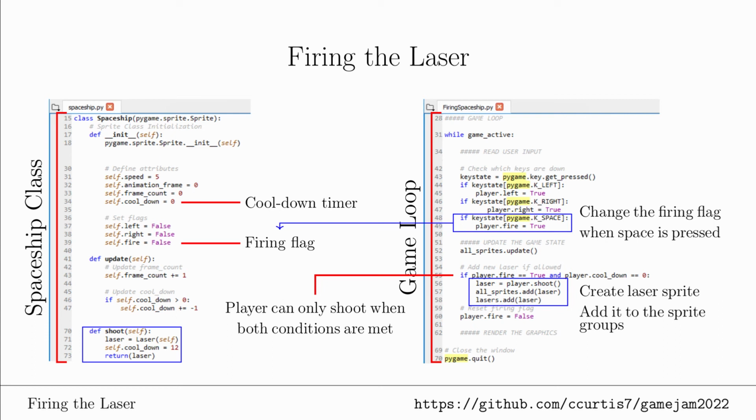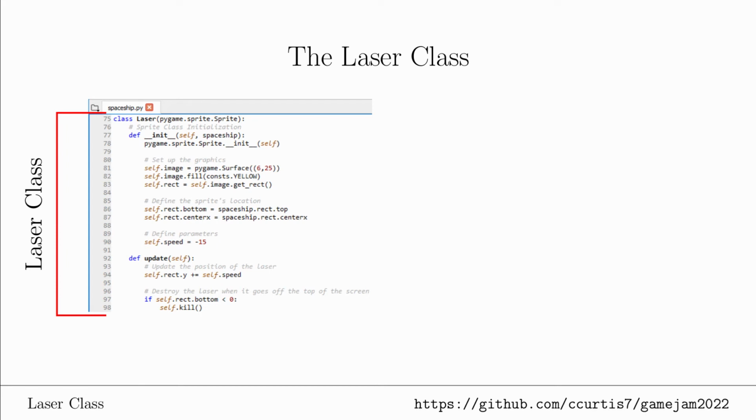The last piece of the firing code we need to look at is the shoot method. This is found inside the spaceship class, and it's just 3 short lines. It creates a laser sprite, sets the cooldown timer, and then sends the laser sprite back to the main code so it can be put into the sprite groups. The last thing we're going to need to investigate is the laser sprite class.